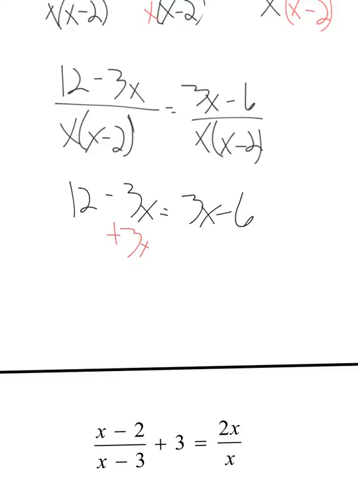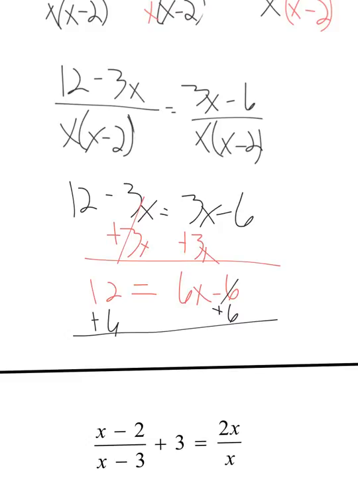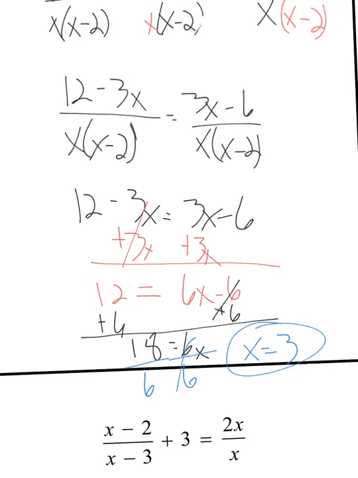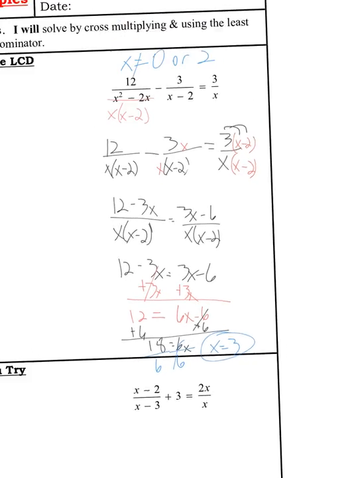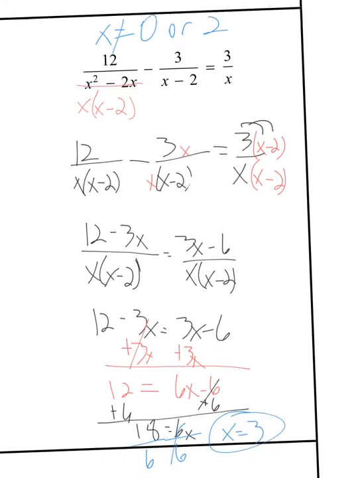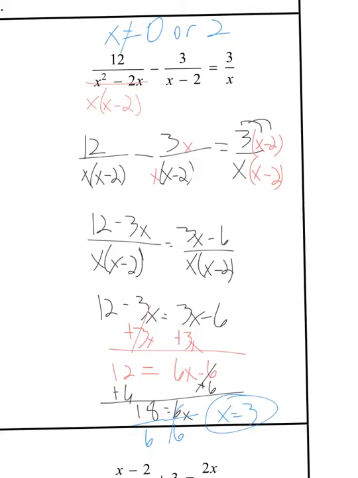Let's add 3x to the other side. All right, and then we got 12 equals 6x minus 6. So let's add 6 to the other side. And then we have 18 equals 6x. And we'll divide by 6. And then we get x equals 3, okay? So that's really the easiest way to go about it. I didn't get 0 or 2, so x equals 3 checks out.